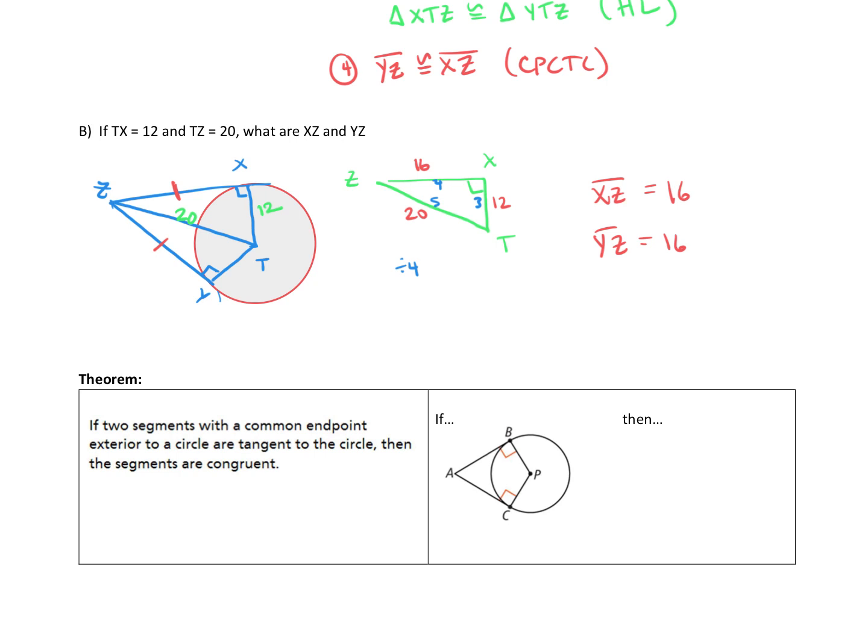All right, so our theorem: if two segments with a common endpoint exterior to a circle are tangent to the circle, then the segments are congruent. In this example, the common endpoint is Z, and it's exterior, which just means it's outside of the circle. So here's our picture right here. You have two tangents that share an endpoint outside of the circle. The theorem tells us that those will be congruent. So that means that AB is congruent to AC.